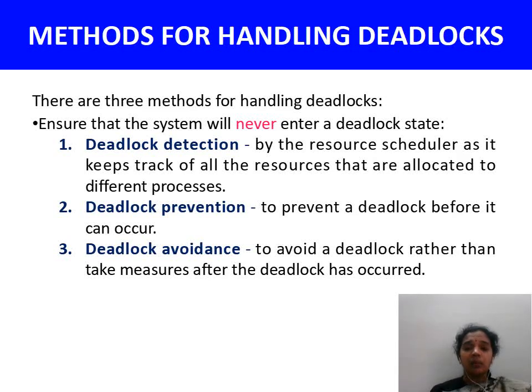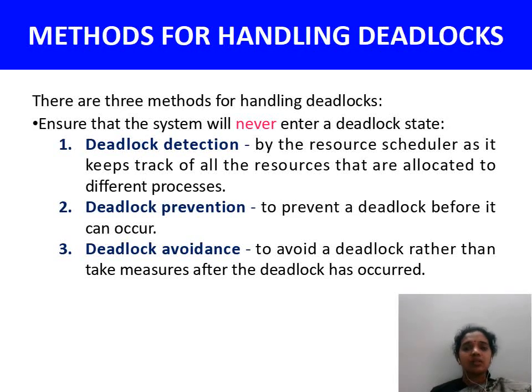The next method is deadlock prevention. It is very important to prevent a deadlock before it can occur. So the system checks each and every transaction before it is executed to make sure that it does not lead to a deadlock. If there is even a slight possibility that a transaction may lead to a deadlock, it is never allowed to execute.